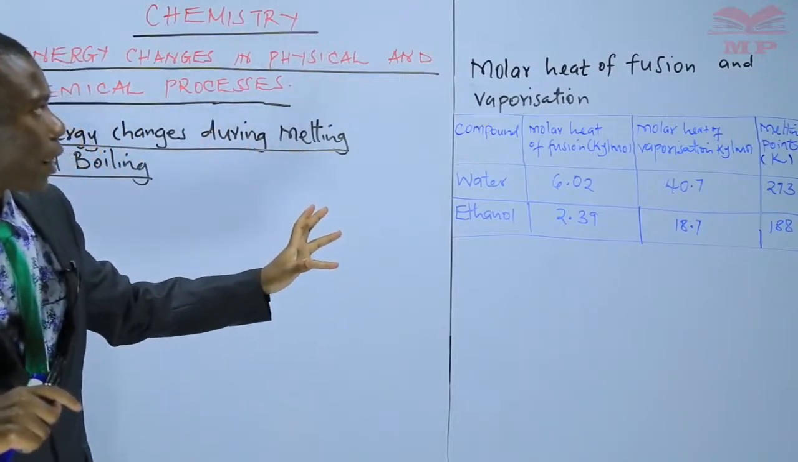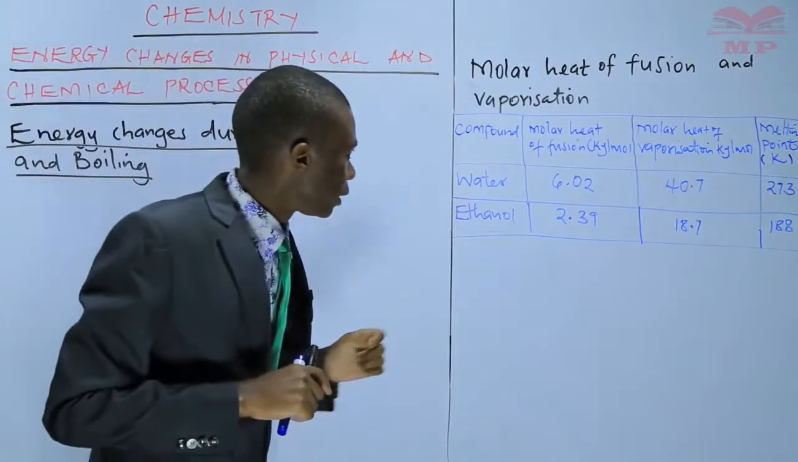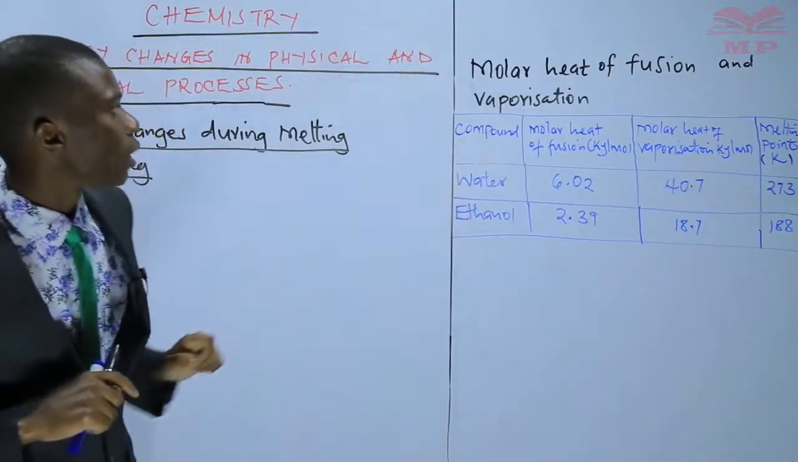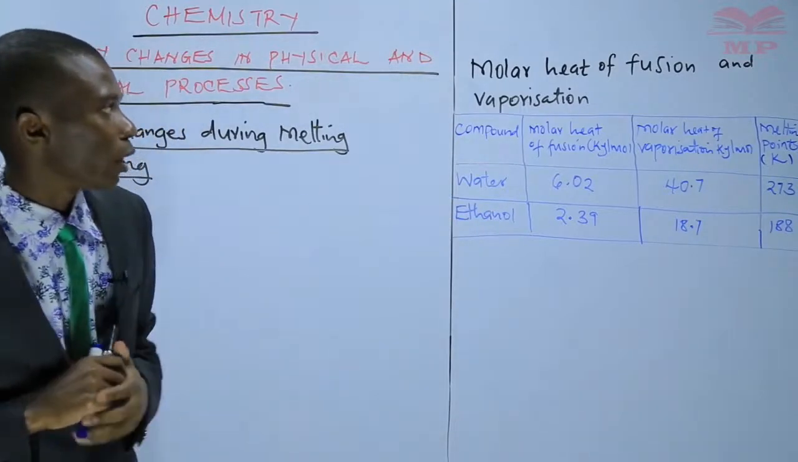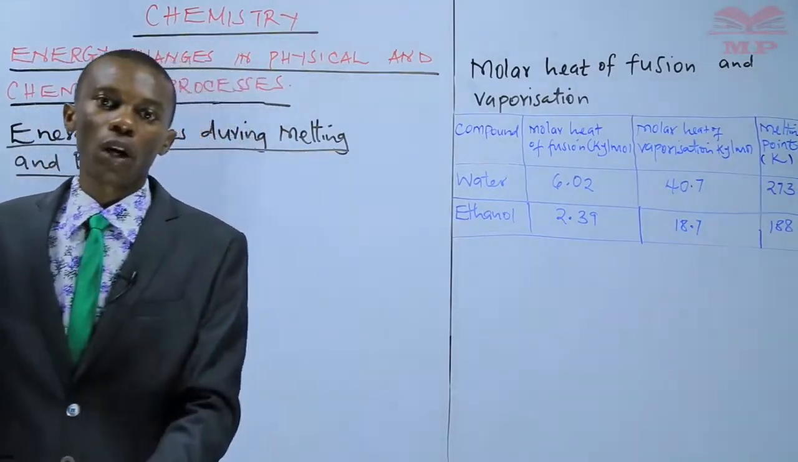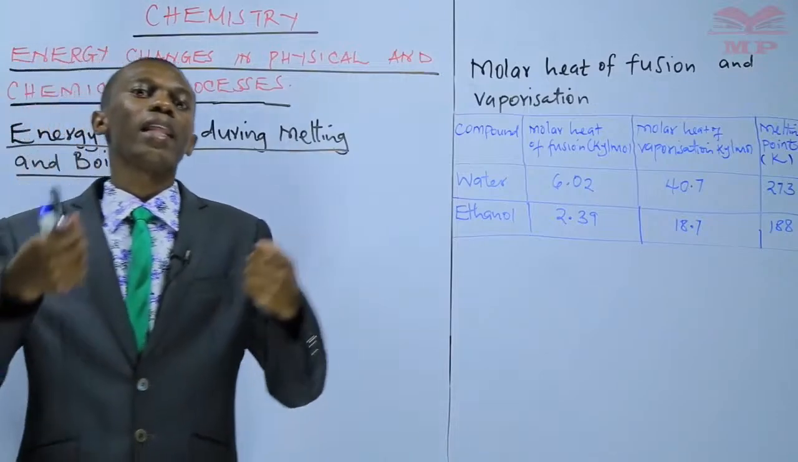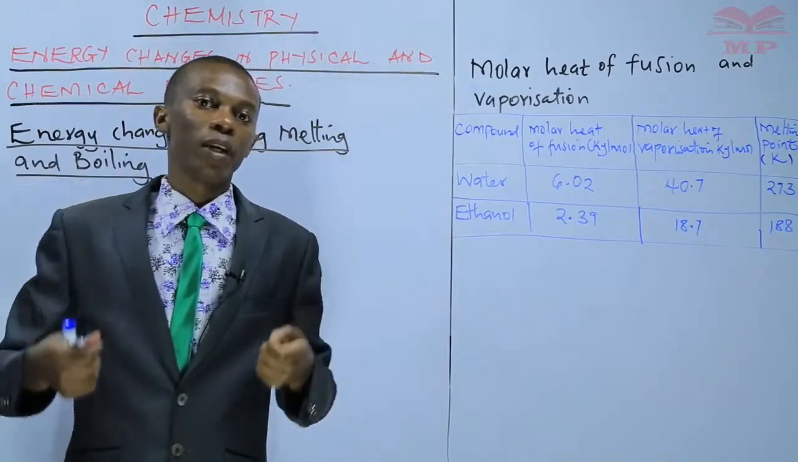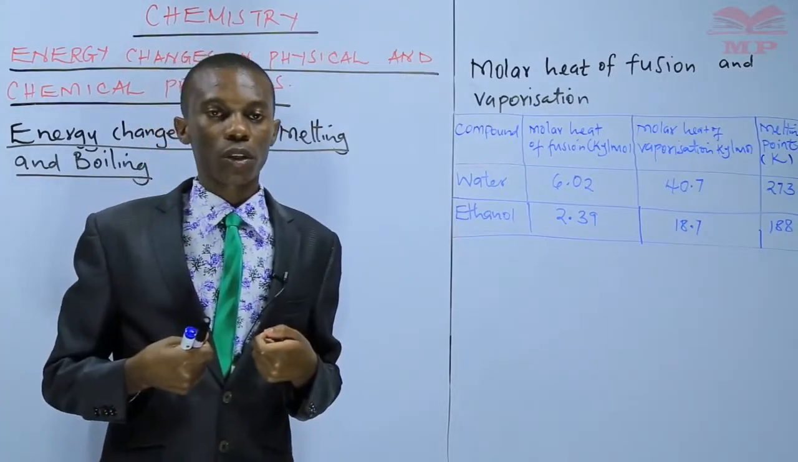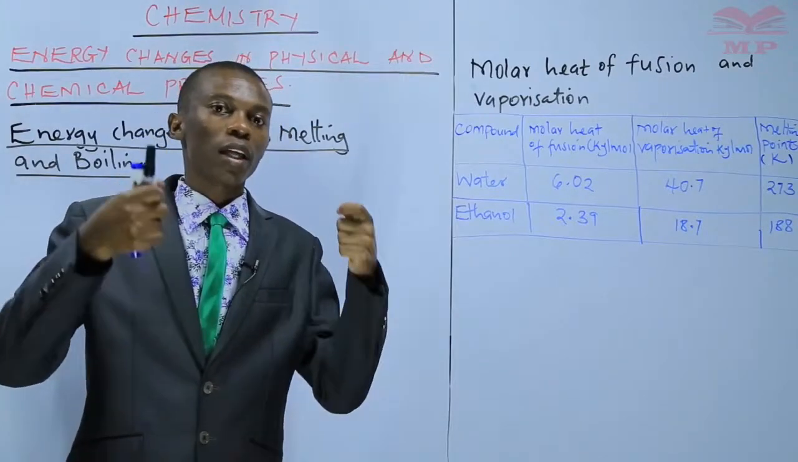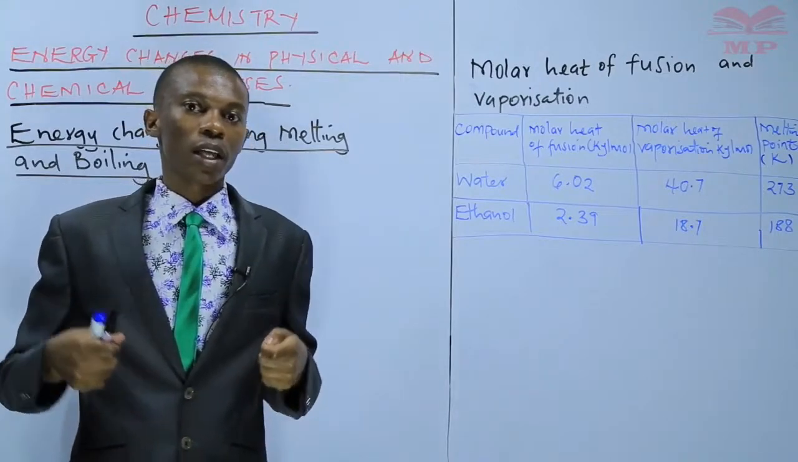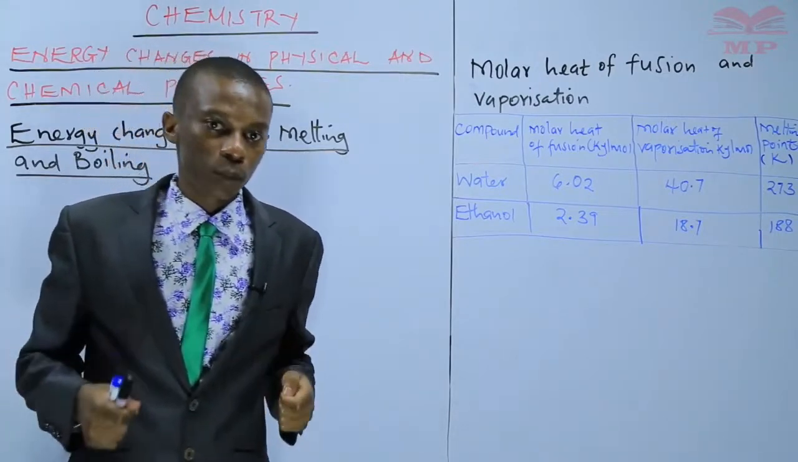And I've explained that very well. And there's a table again which is showing you so clearly the relationship between the molar heat of fusion and the molar heat of vaporization. So the lower the molar heat of fusion, the lower the melting point, and the higher the molar heat of fusion, the higher the melting point. The same applies to the molar heat of vaporization: the higher the molar heat of vaporization, the higher the melting point, and the lower the molar heat of vaporization, the lower the melting point.